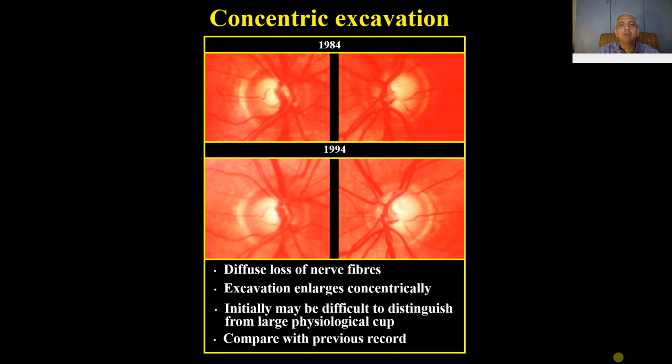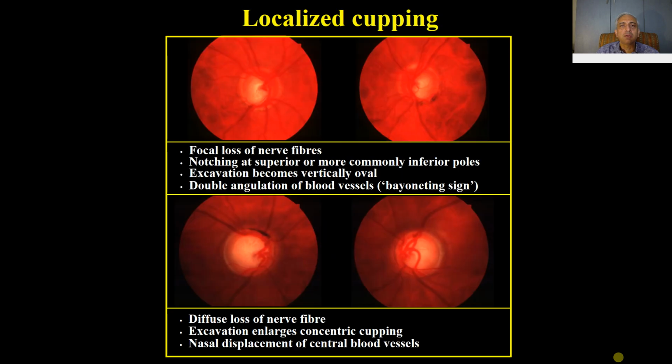So that type of cupping is called physiological cupping, and you have to find that out by doing a visual field test or an OCT scan of the optic nerve to find out if there is no damage. So the cupping can be localized. So it can be a focal cupping.